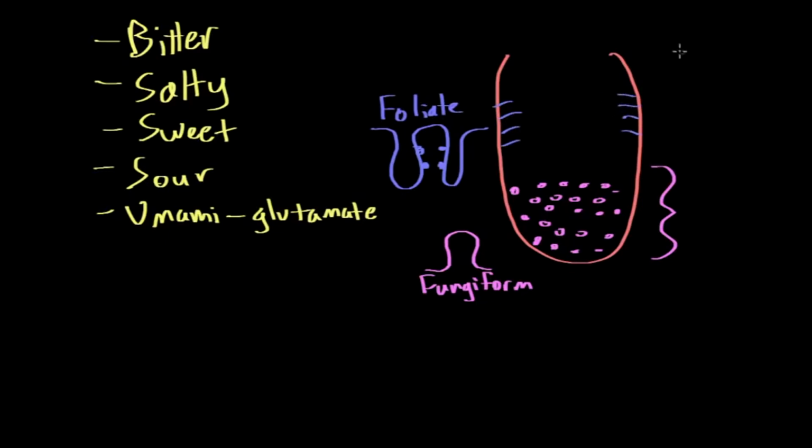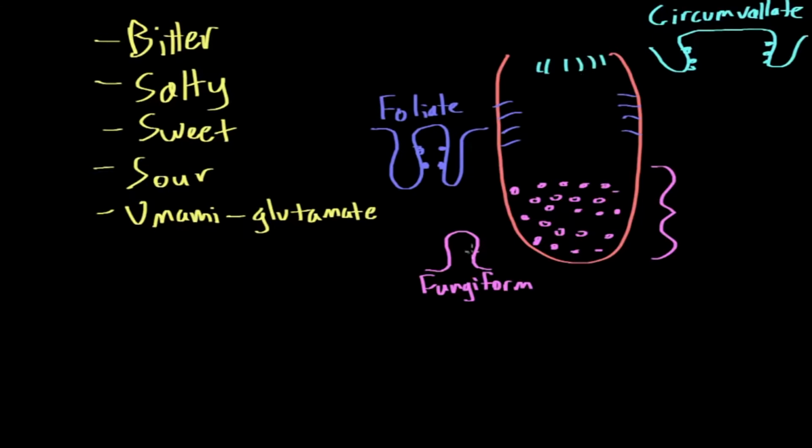And finally, there are taste buds known as circumvallate taste buds, which look a little like this. And the taste buds themselves are actually over here on the sides. And these circumvallate taste buds are mostly found back here in the back of the tongue.